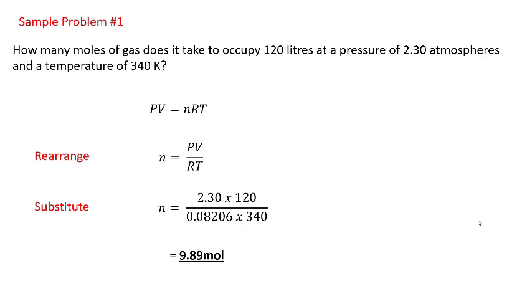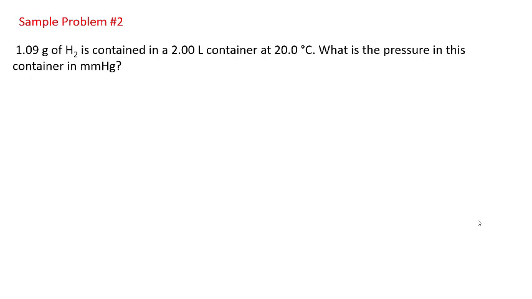The least number of significant figures in this particular problem is 3, so the answer is given to 3 significant figures. In this type of problem, we're not given the number of moles, but we're given the number of grams of hydrogen. In this case, it's contained in a 2.00 litre container at 20 degrees Celsius, and we're asked what the pressure is in this container in millimeters of mercury. We need not use the gas constant for millimeters of mercury. We can solve this using the gas constant from the previous equation and then change to millimeters of mercury at the end.